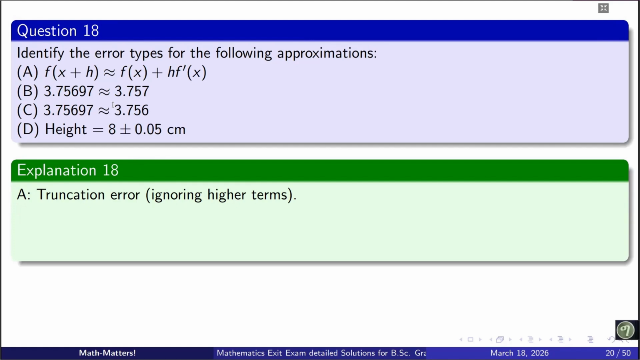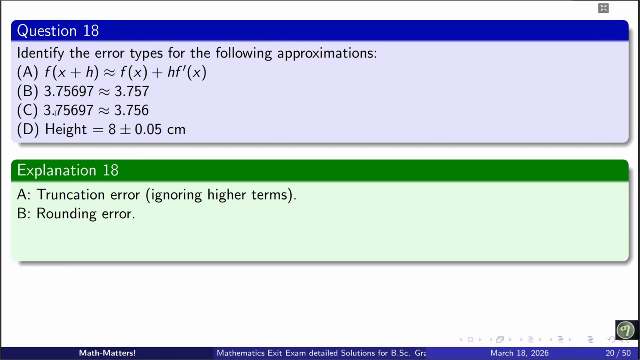The second one is 3.75697 approximated to 3.757. This is obtained by rounding the 9 to the nearest number, that is 6. So I think it is rounding error.